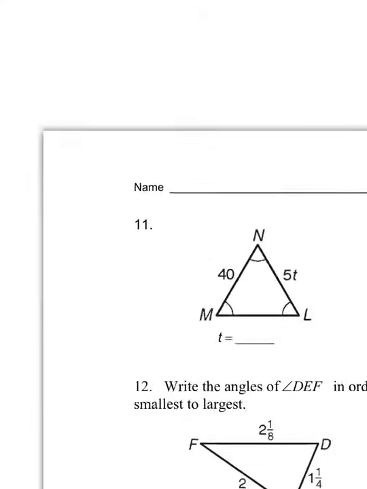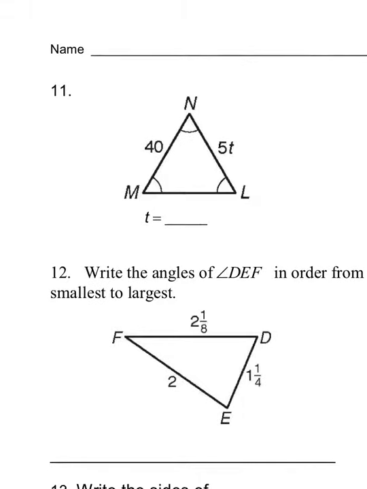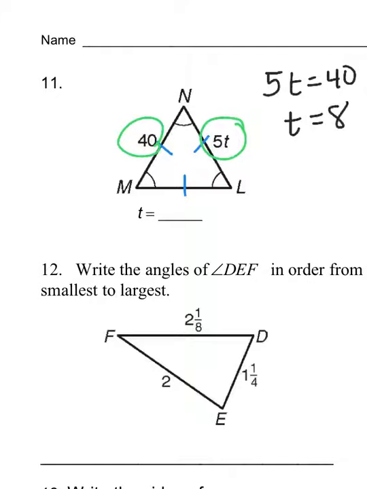Let's start with number 11. This is an equiangular triangle, which is also at the same time an equilateral triangle. If all of my angles are congruent, then so are my sides. That means that I now know that 5t is actually equal to 40, and I can set up an equation. So 5t equals 40. Divide by 5 on both sides, t equals 8. That's all I needed to know.